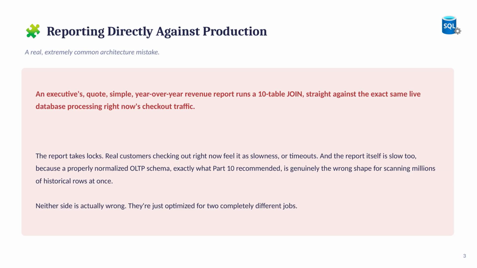And the report itself is slow too, because a properly normalized OLTP schema, exactly what Part 10 recommended, is genuinely the wrong shape for scanning millions of historical rows all at once. Neither side is actually wrong here, they're just optimized for two completely different jobs, and trying to make one system do both jobs well is where this entire problem comes from.